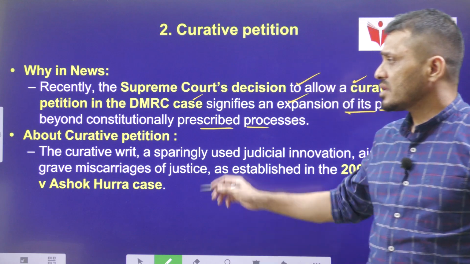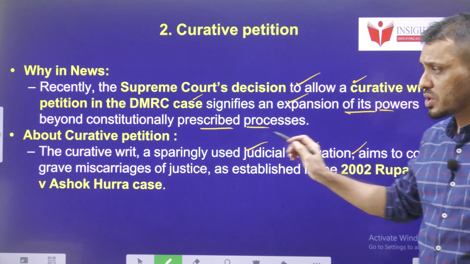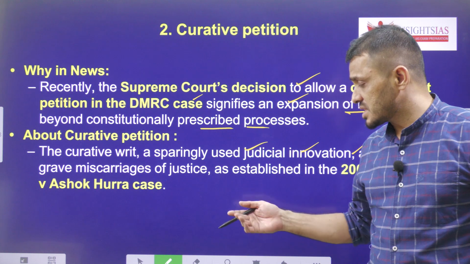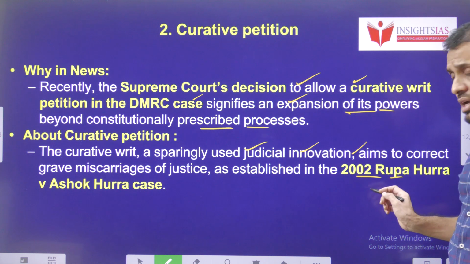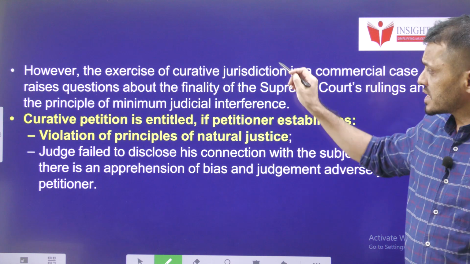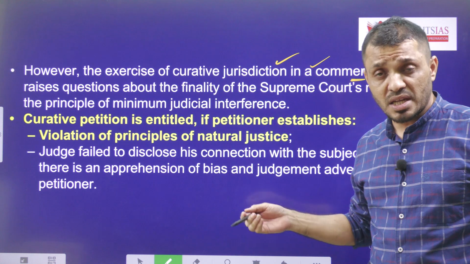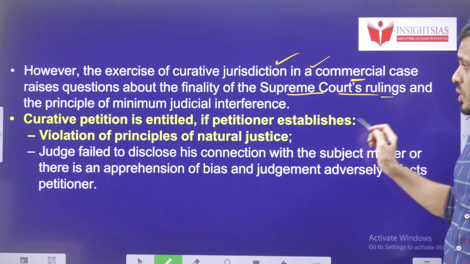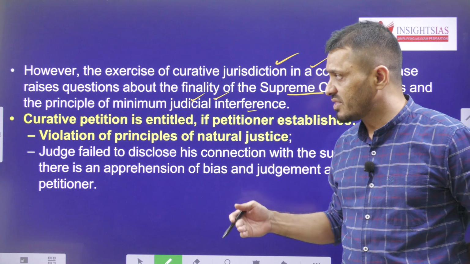Now let's see the curative petition. Generally, it is a very rarely used judicial remedy. It aims to correct any miscarriage of justice, that means any previous wrongs while delivering judgments. To correct that, the curative petition was introduced in 2002 in the judgment of Rupa Hura versus Ashok Hura. However, exercising the curative petition in a commercial case is very rare. It raises serious questions regarding the finality of Supreme Court rulings and the principle of minimum judicial interference. These principles are getting violated.